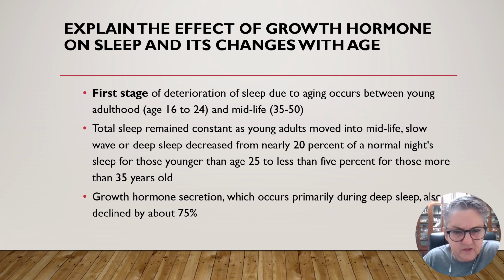The first stage of deterioration of sleep due to aging occurs between young adulthood, ages 16 to 24, and midlife, 35 to 50. Total sleep remains constant from young adults into their midlife. Slow wave or deep sleep is decreased from nearly 20% of normal night sleep for those younger than 25 to less than 5% for those more than 35 years old. Growth hormone secretion, which occurs primarily during sleep, also declined by 75%.